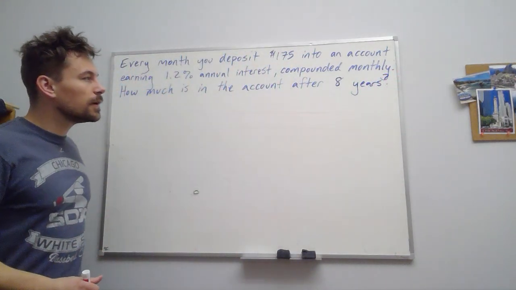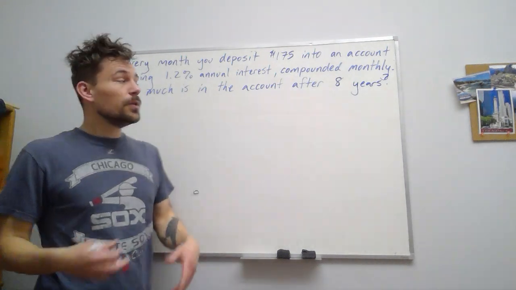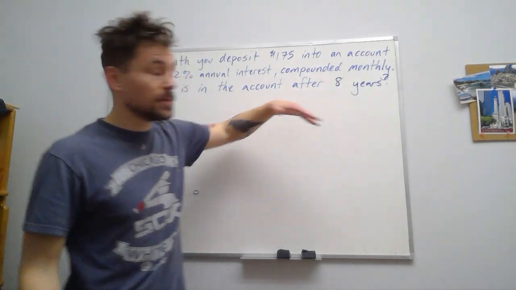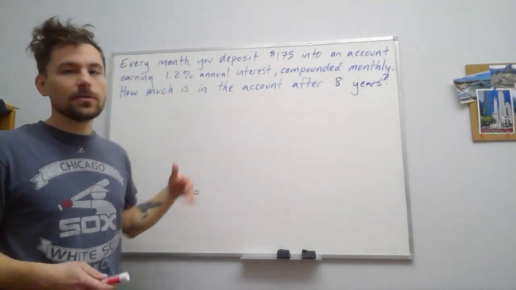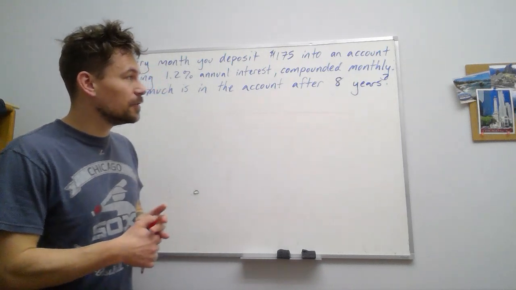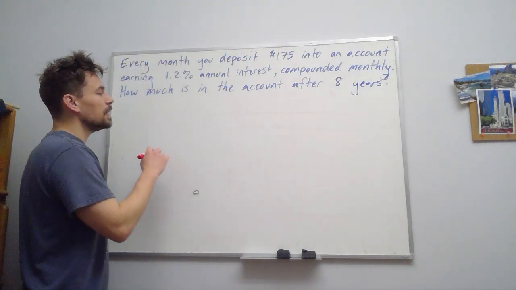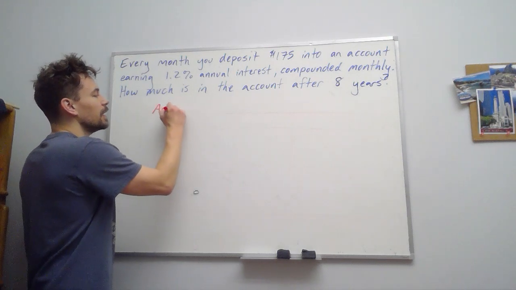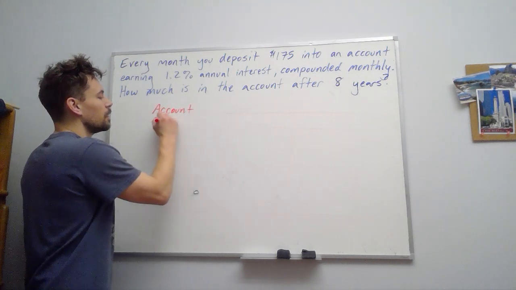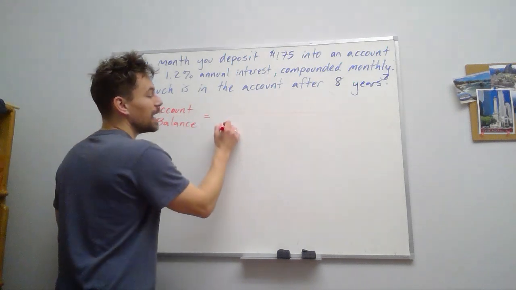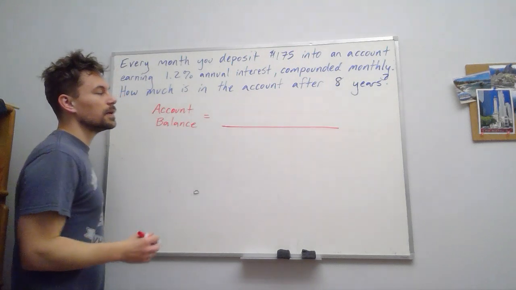Well, if we were to use a table, we would have to have 96 rows, 8 years times 12 months. We'd have to have 96 rows to walk through all of this. That would be a big pain to do. So a formula is a little bit faster way to do this. So the formula is going to say our future value, or our account balance, is going to be a big fraction, so it's going to look a little bit ugly here.